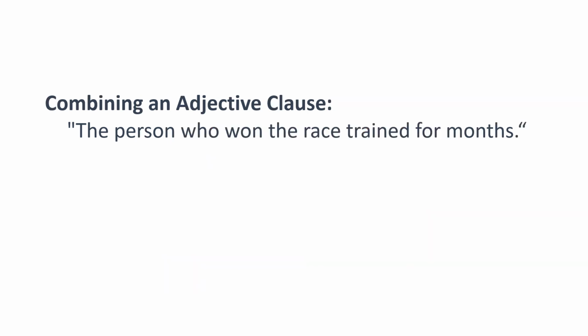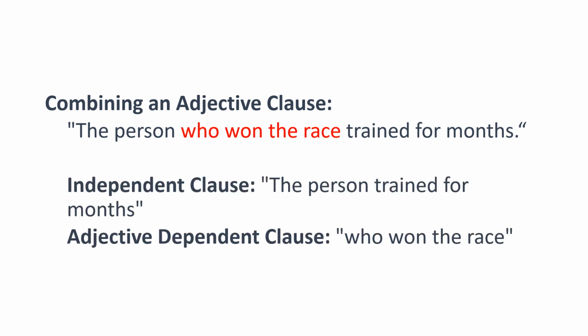The person who won the race trained for months. Pause the video and write the dependent and independent clause in this sentence. The person trained for months is independent clause. Who won the race is dependent clause because it doesn't mean anything on its own unless it's combined with the first sentence, which is the person trained for months.